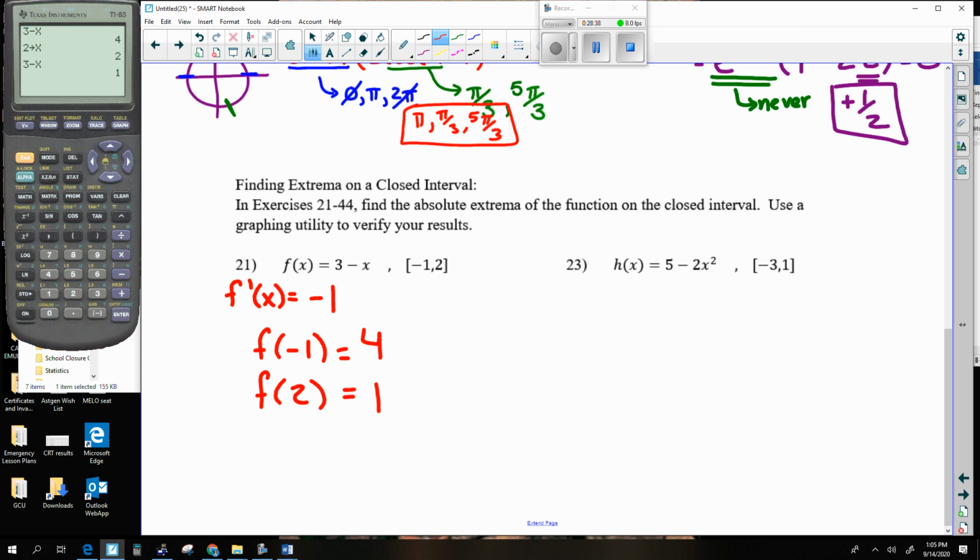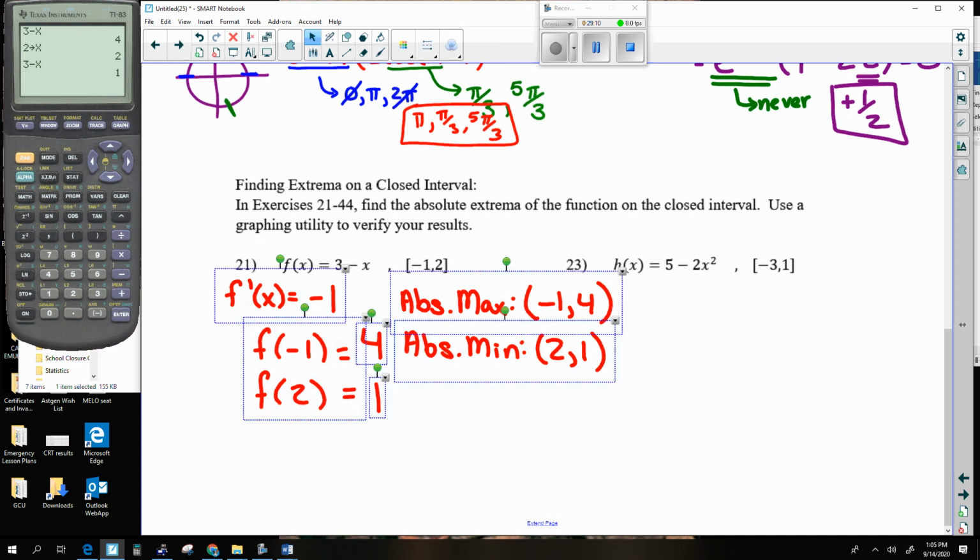Okay, so we get these answers coming off of here, and let's interpret what they mean. The biggest number, 4, is my absolute max, and that occurs at -1, 4. That's the x and y coordinate. My absolute min is going to occur at 2, 1. So the candidates test is used specifically when trying to find the absolute maxes and mins.